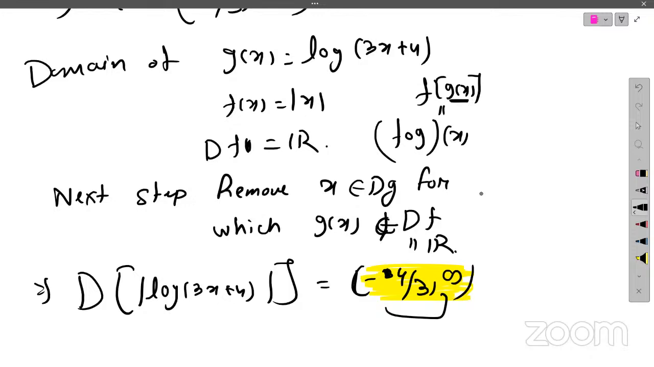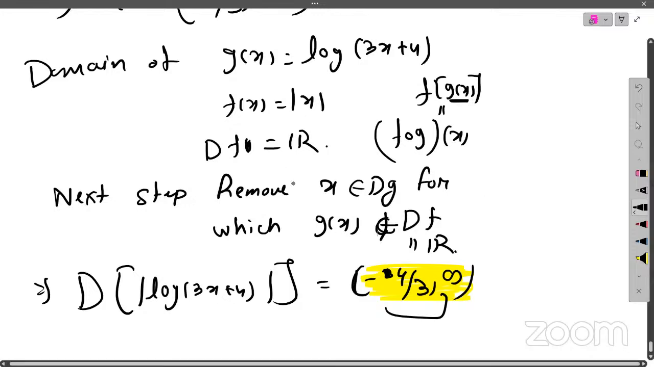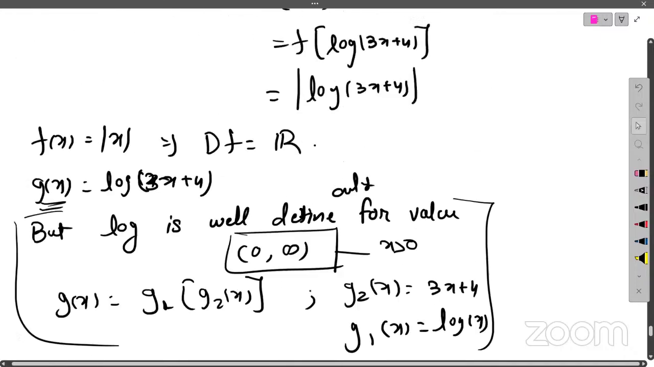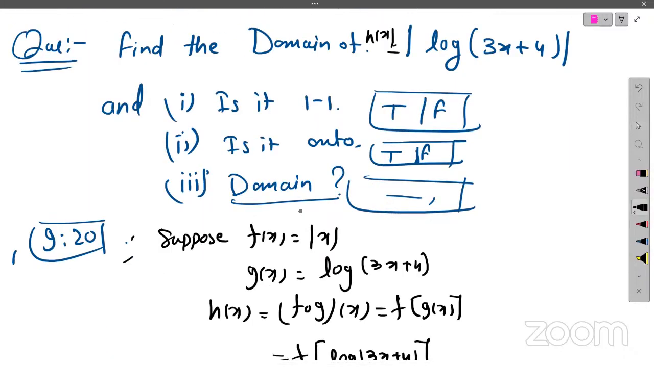So that's why. Okay, ma'am. But here, it's a real number, so we don't have to remove anything. So that's how we compute it. So the domain becomes minus 4 by 3 to infinity.